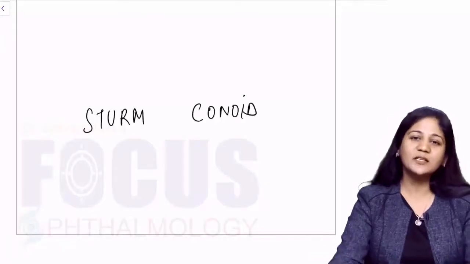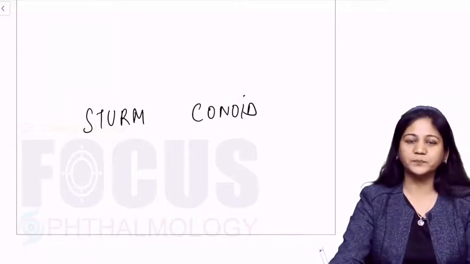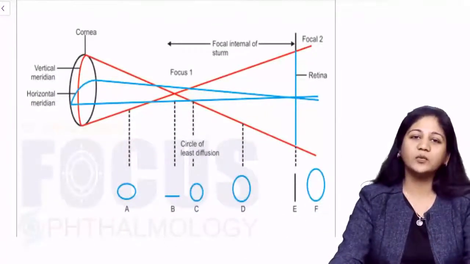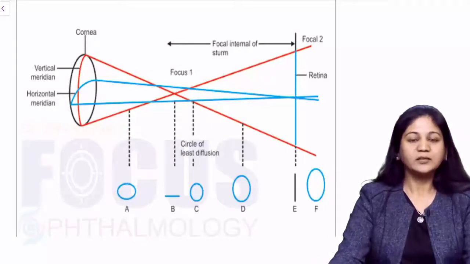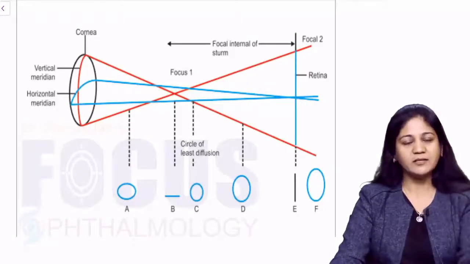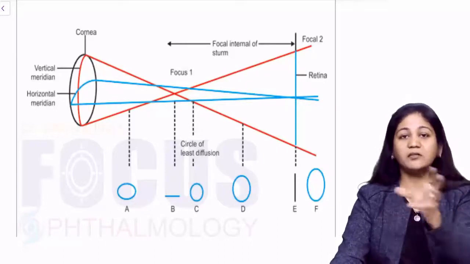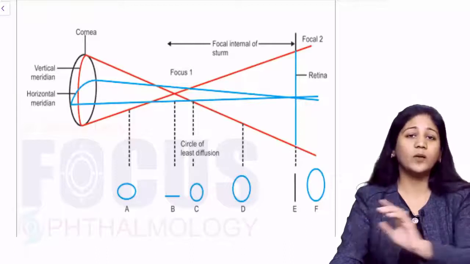Hello friends, today we'll be talking about Sturm's conoid. Now let us first understand what is Sturm's conoid and what is its utility. Whenever there is a plane surface, the parallel rays of light go through it and the rays of light are focused at one point.